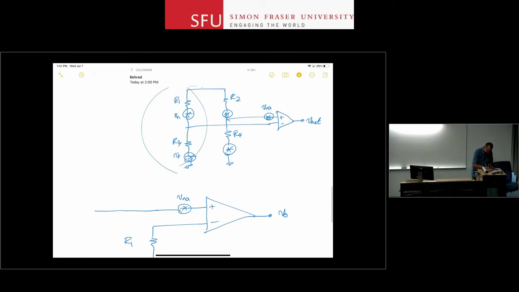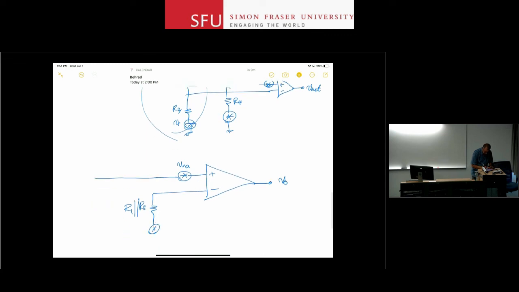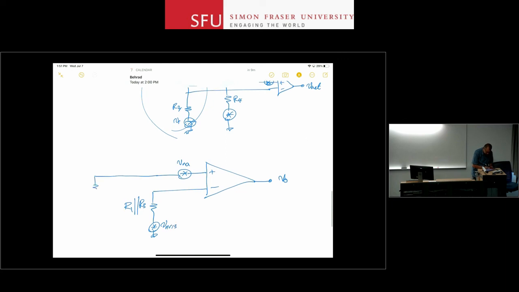R3 for this branch, and its own noise source. So let's call it VNR13, and same thing here. So this is VNR24, and this is R2 in parallel with R5. So only 3 noise sources left. I go and calculate the output noise here.